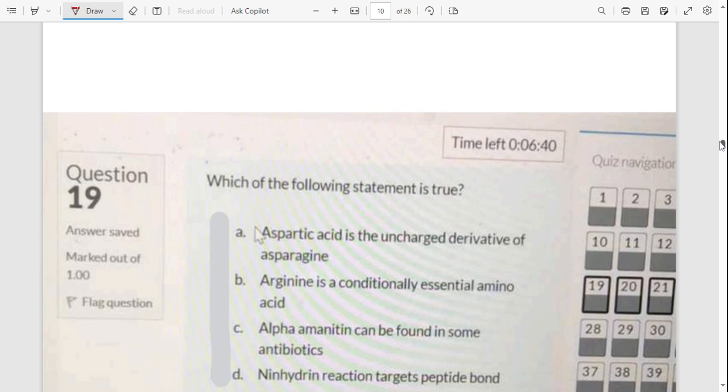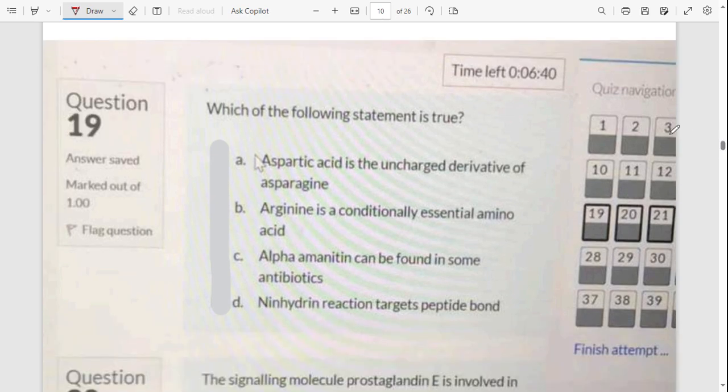Number 19. Which of the following statements is true? Aspartic acid is an uncharged derivative of asparagine. If you hear of amino acids which have got acid, you have aspartic acid and glutamic acid. They are of course uncharged derivatives, but aspartic acid comes from aspartate, not from asparagine. And then glutamic acid comes from glutamate. Arginine is a conditionally essential amino acid. This is true. Arginine is conditionally essential.